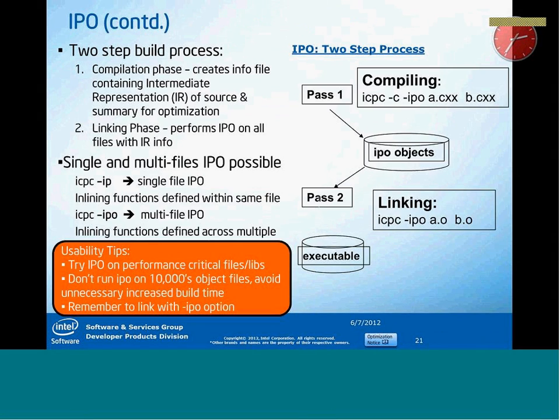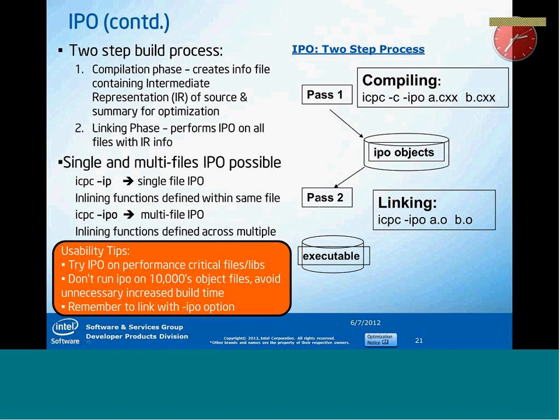So here's a view of what it does. It's a two-step process, right? In the compilation phase, it creates intermediate representation files, and then during the link phase, it performs the IPO on all the files containing the IR information. Now, you can choose to do only single-file IPO if you provide the -IP switch, or you can do multi-file IPO using -IPO.